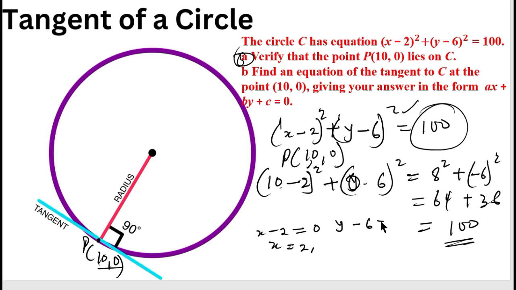And from y minus 6 equal to 0, we know that y is equal to 6. So the center of this circle lies at (2, 6). Given that the center is at (2, 6), and it touches this point (10, 0), we can conveniently find the gradient of this radius. If I get the gradient of this radius, I know that my tangent, the line whose equation I am looking for, is perpendicular to the radius. So I can use the condition of perpendicularity to solve for the equation of this tangent.